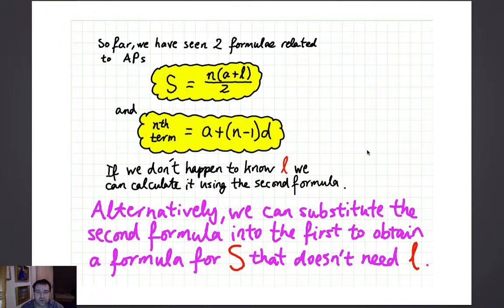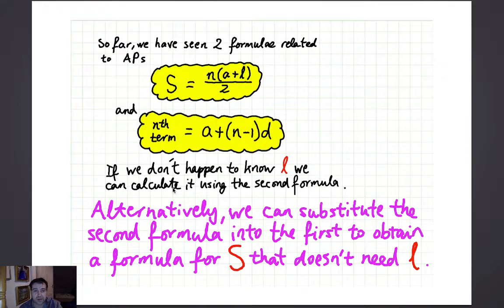So what if we wanted to know the sum of the first, let's say, 500 terms of a sequence, and we didn't know the last term? To know the sum of the first 500 terms, you need to know the last term. So if you were given the first term and the common difference, but not the last term, what you might do is work out the 500th term as the last term from this formula, and then stick it into this formula.